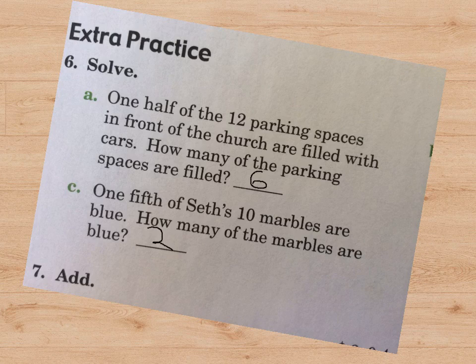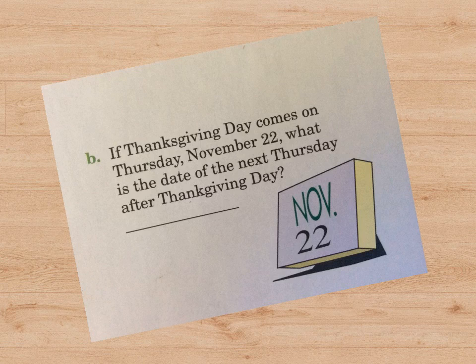Okay, next one. If Thanksgiving Day comes on Thursday, November 22nd, what is the date of the next Thursday after Thanksgiving Day? And so that'd be 7 days later. So you add 7 to the 22, and you'd get 29. It'd be the 29th. And we should put it'd be November 29th.